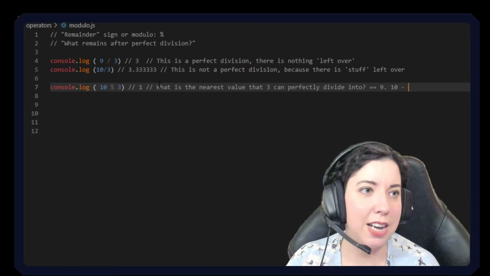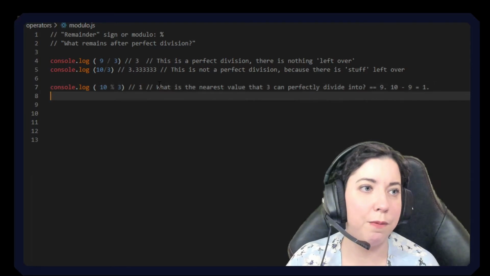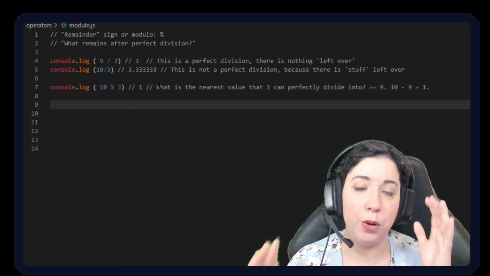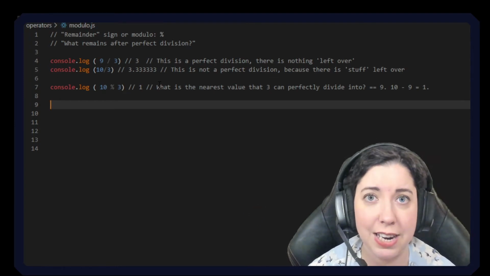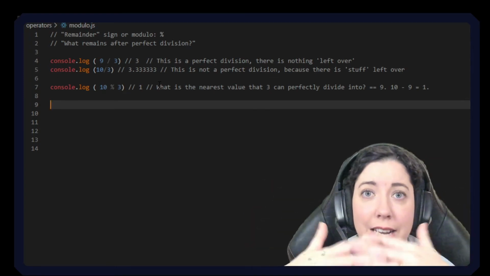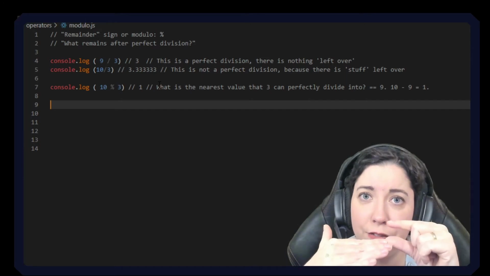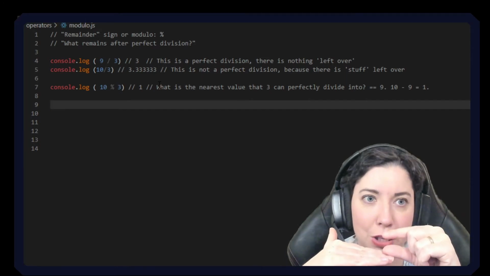10 minus 9 equals 1, right? So it does a perfect division with nothing left over, which is 9, yeah? 3 times 3 is 9, and there's nothing left over. And then it takes the difference between that amount and the number you specified.